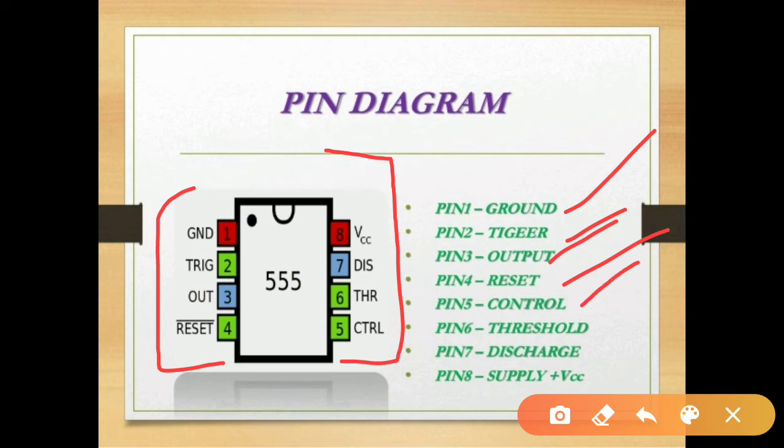Pin number 6 is the threshold pin, used to provide the threshold voltages. Pin number 7 is for discharging purpose. Any stray charges present in the IC can be discharged using pin number 7. Pin number 8 is for the supply voltage, to provide the supply voltage to the IC. So that is the pin configuration of the 555 timer.